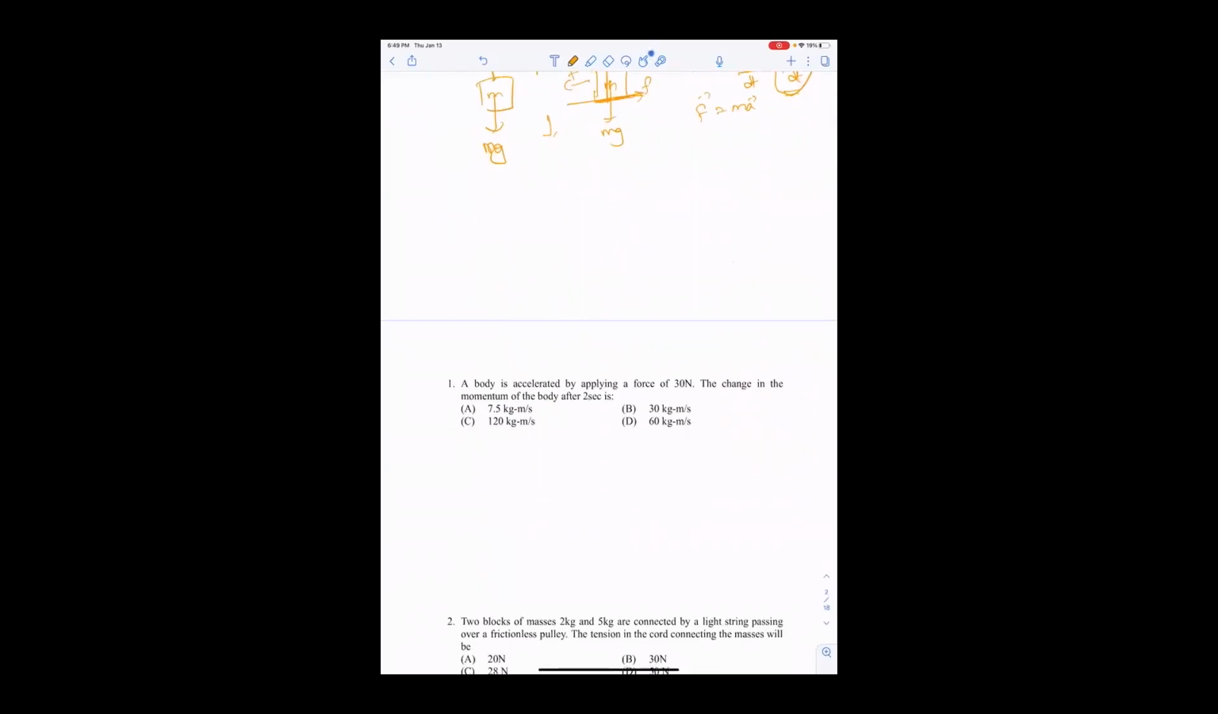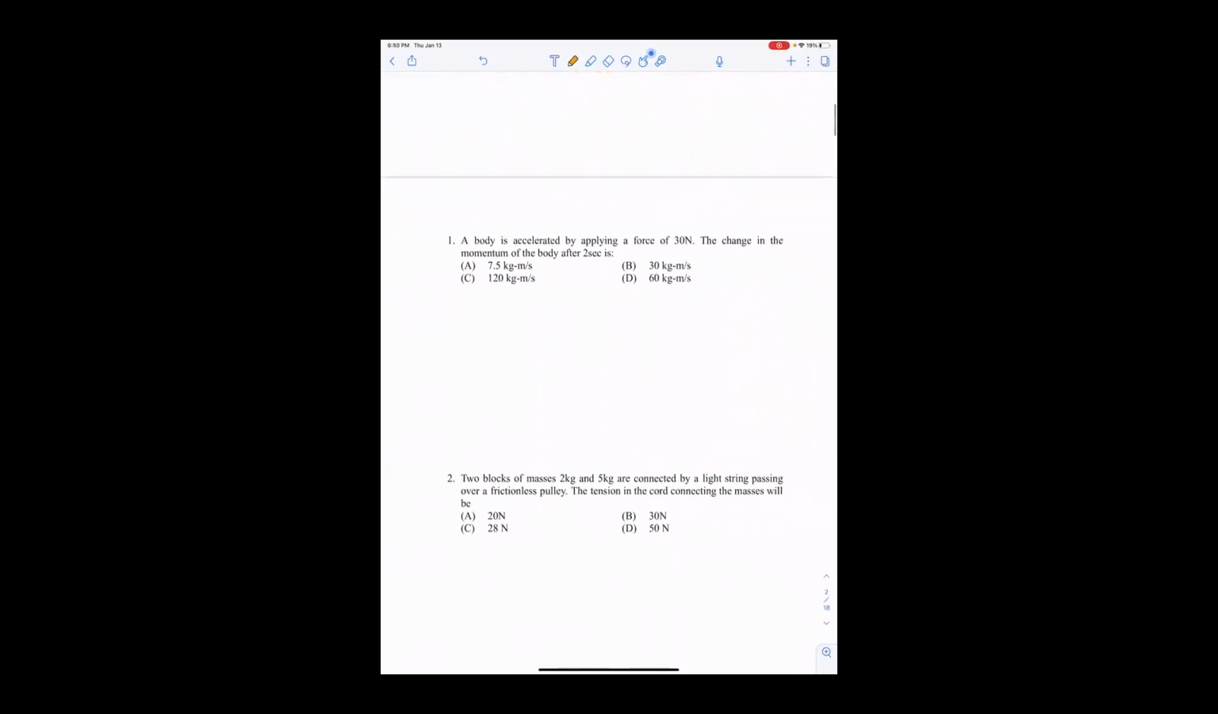So, an easy one. A body is accelerated by applying a force of 30 newtons. What is the change in momentum of the body after 2 seconds? So there is a body, some random body. He didn't give any mass. He said there is a force F, which is 30 newtons. The change in momentum after 2 seconds. So only two things are given: time, 2 seconds, and force.